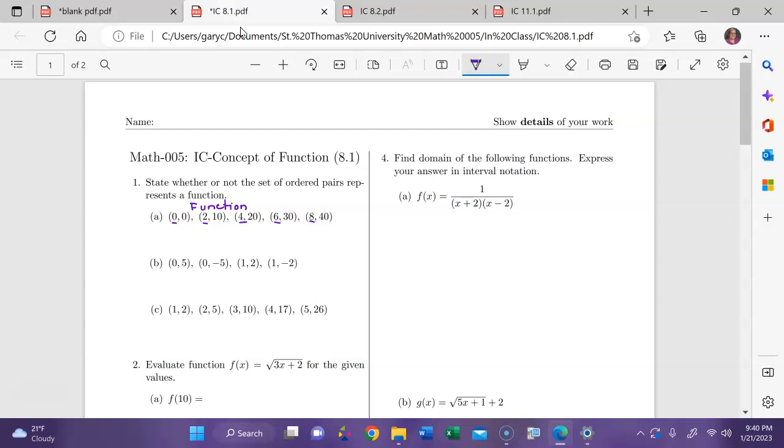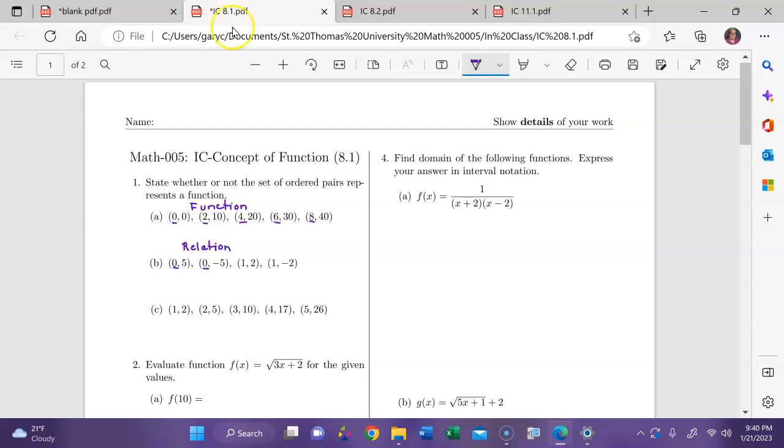All right. In this case, I have 0 and 5, and now I have a 0 and negative 5. I have two different numbers. Now, granted, they're the same distance from 0, but 5 and negative 5 are two definitely different numbers. So this is not a function. This is strictly a relation.